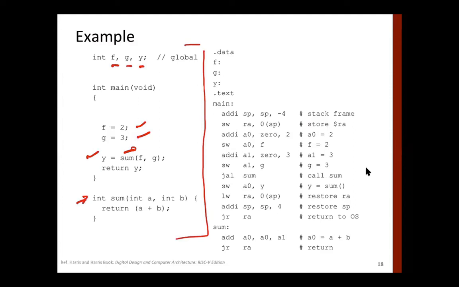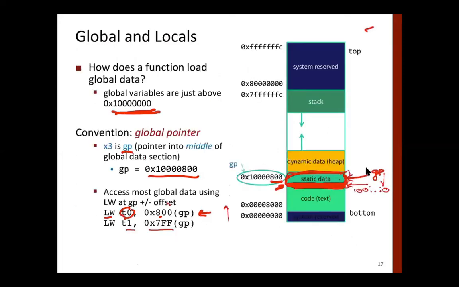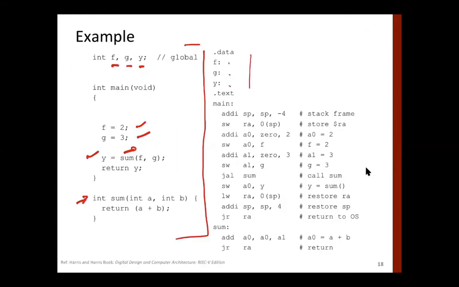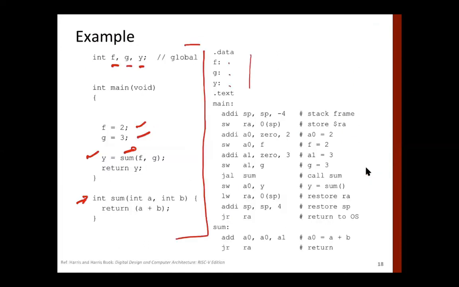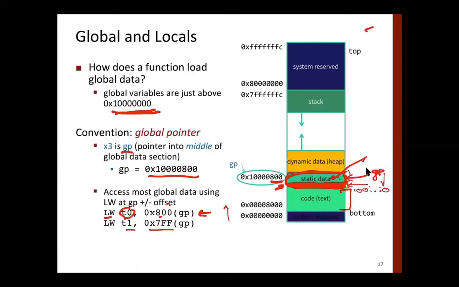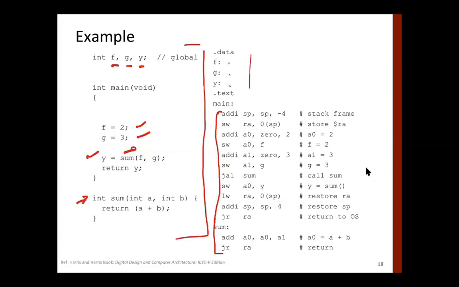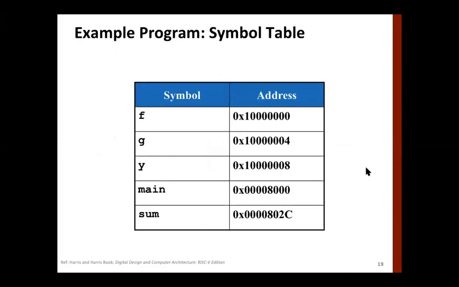When we implement this, the global data will be f, g, and y, so this will come in the static area. It means that in this area will come f, g, and y. And then we have .text. It means that we are here in the code area. Then it will have all this code, so all this code will come to this area.